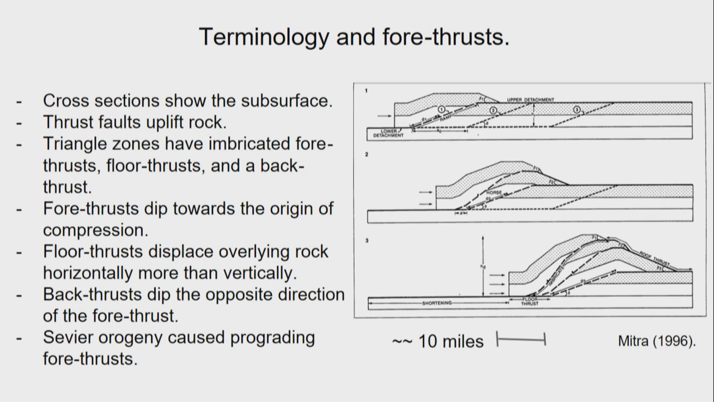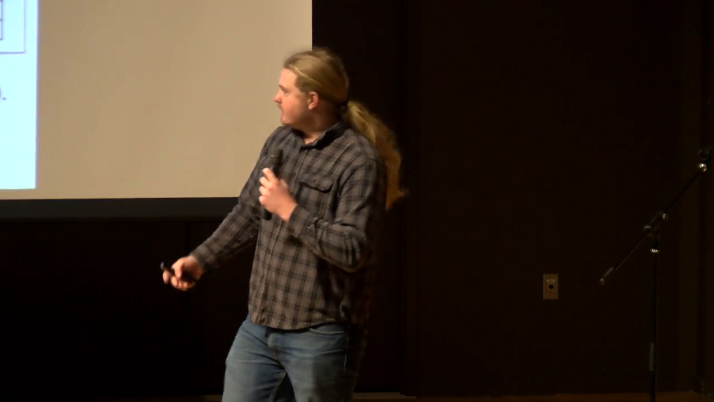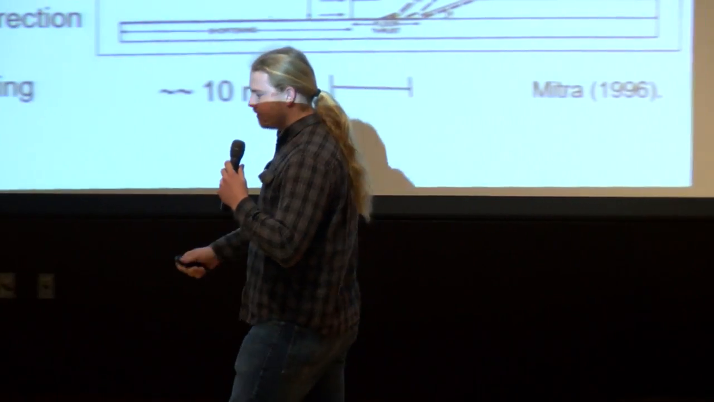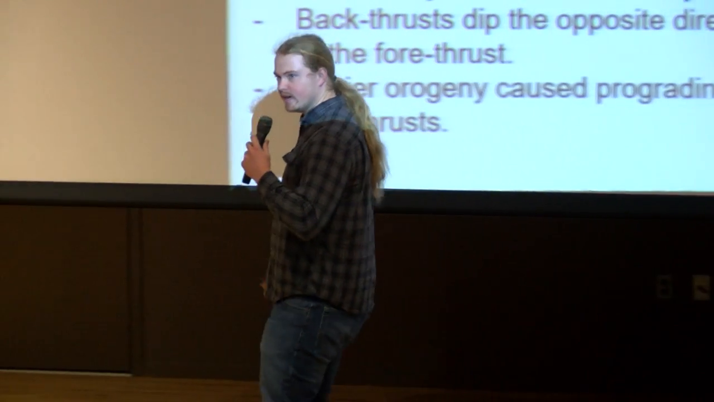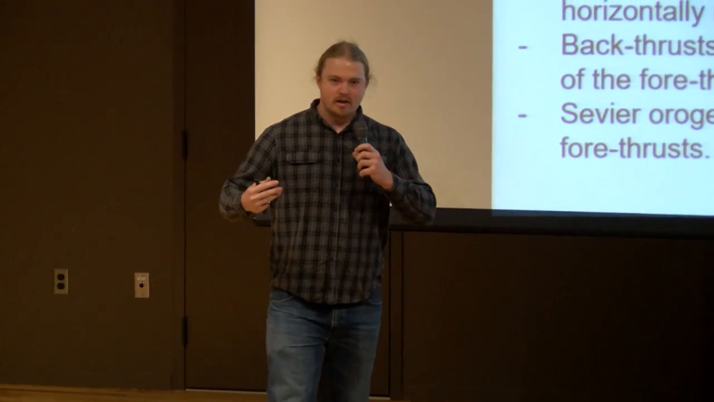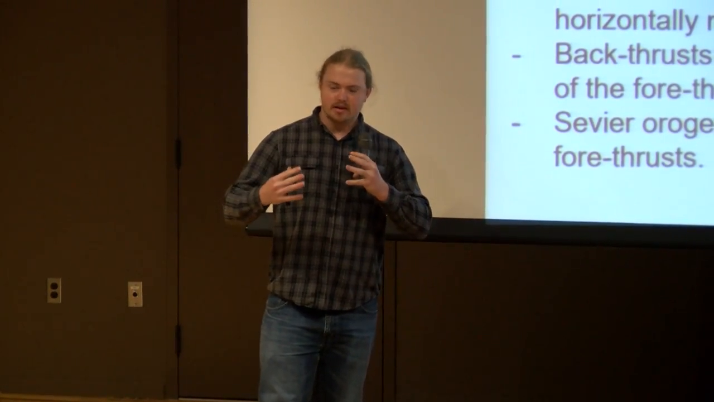So the Sevier orogeny is what caused this deformation that made what might be this triangle zone near Kanarraville. The Sevier orogeny is a mountain building event that happened around 100 million years ago. During this orogeny, there was compression happening from the west coast of North America. When you have that kind of compression on a continent, it can break up the crust and cause faults.